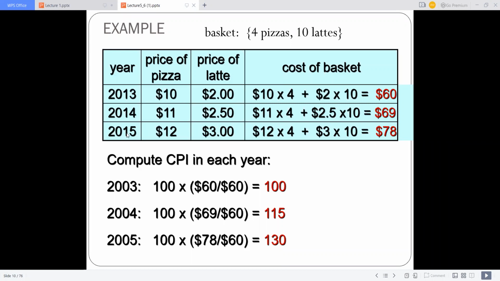So the cost in 2015 was what? $78. The cost in 2014 in purchasing these 2 products was what? 69. And my cost for 2013 was what? 60. You could see that the prices are going up, because the price was rising. Out of this, we can compute our CPI and then get to what you call inflation. So that was what we were dealing with.